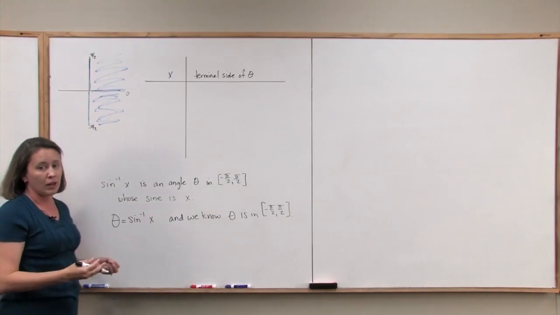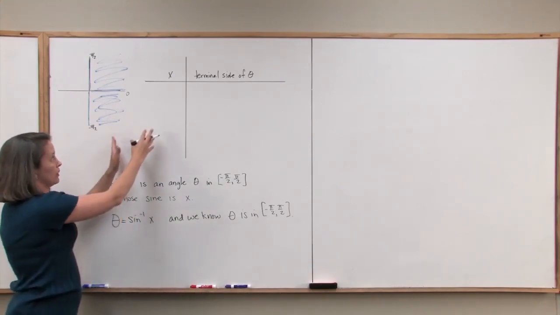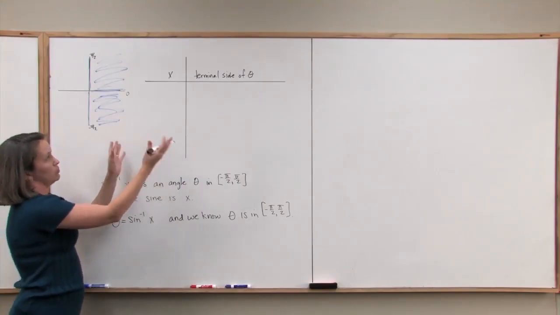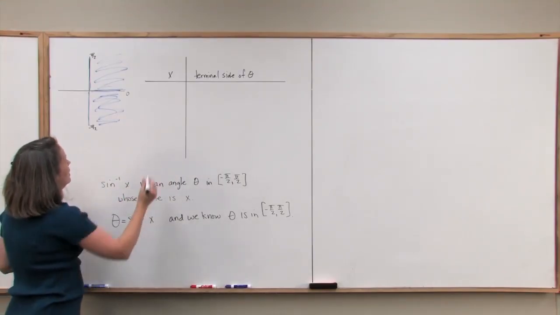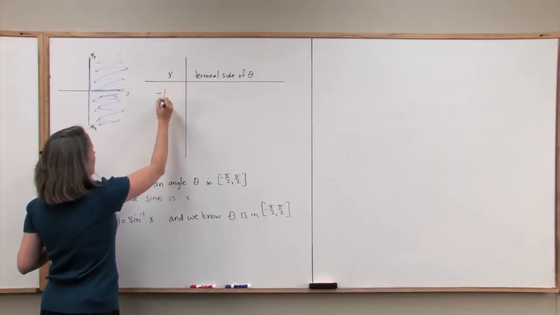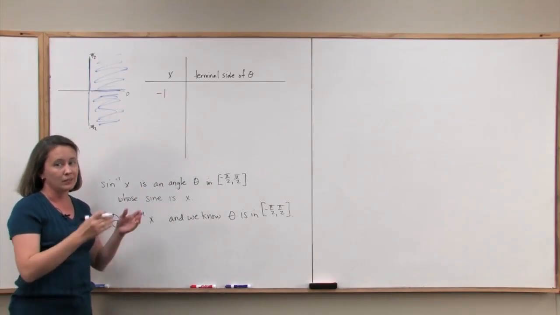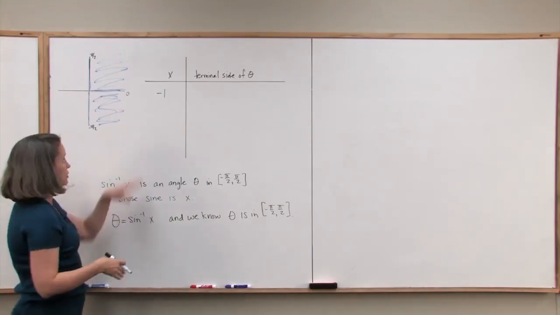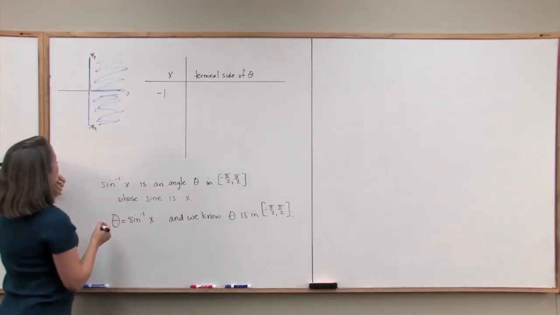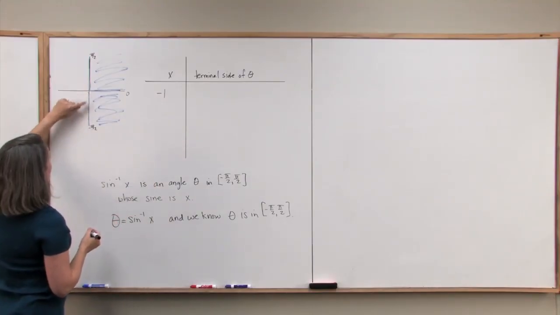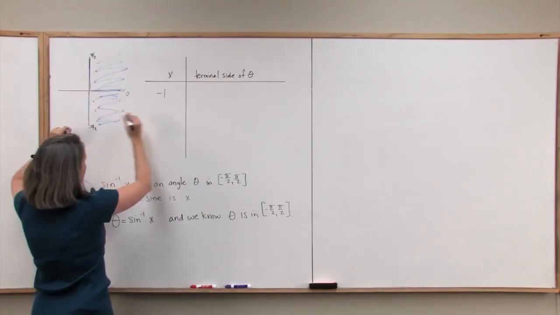It would help us a lot to make a table that'll help us track when x is a certain number, where does the terminal side of theta lie? So what are our choices? X can be negative 1. Remember, our inverse sine function has domain negative 1 to 1, that closed interval, so the smallest is negative 1. Where would that be? That would mean the terminal side is along the negative y-axis.